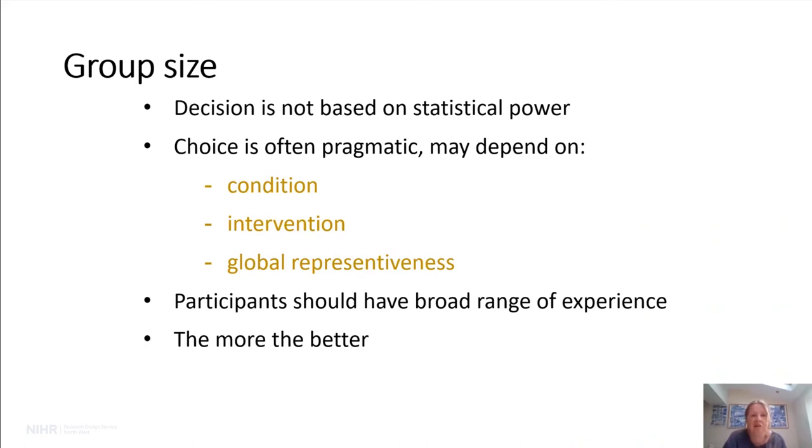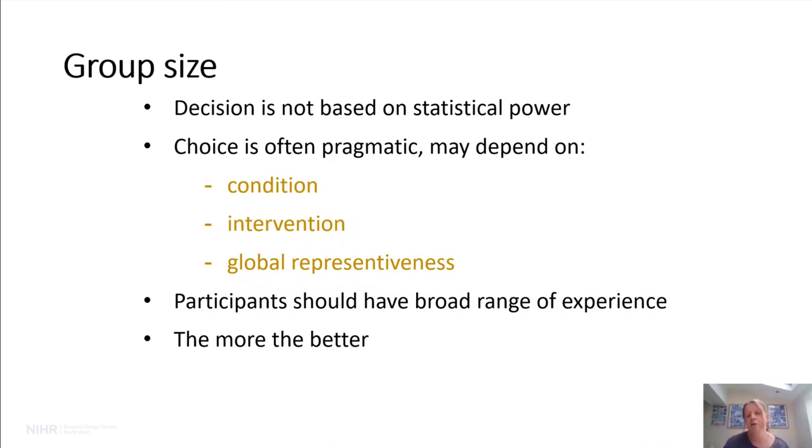Okay, what's the ideal group size? The decision isn't based on anything such as a power calculation. The choice is often pragmatic, but you really need to take into account the health condition, the intervention, how common it is, and also whether you want global representativeness. I mentioned in the pediatric asthma study that the one that I was involved in was with UK stakeholders. There was other ones in the US.